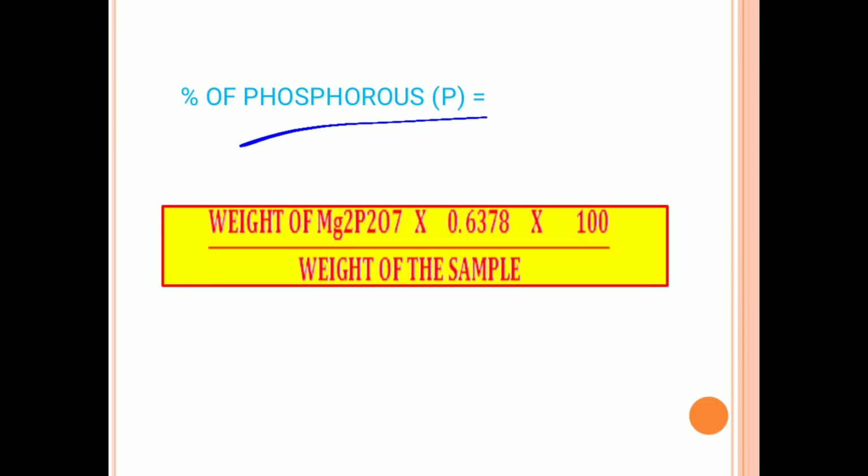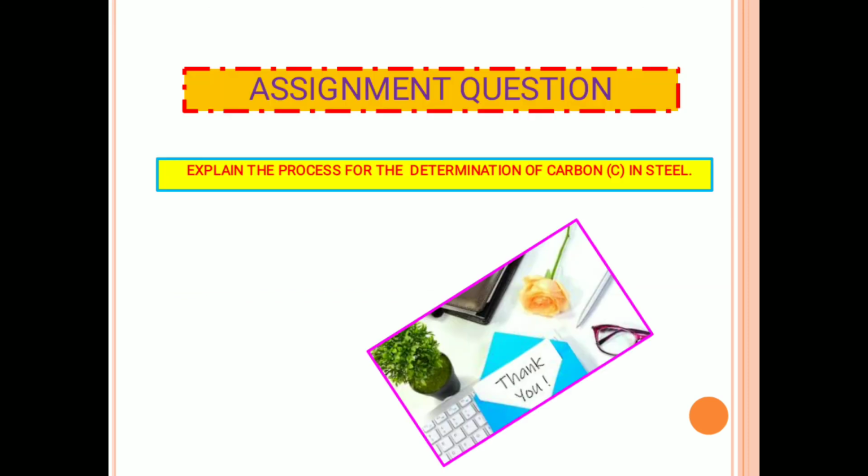The percentage of phosphorus which is present in the steel sample can be calculated by using this formula: weight of magnesium pyrophosphate into 0.6378, that is the factor, into 100 by weight of the sample. That will give the information about the percentage of phosphorus which is present in the steel sample. So today's assignment question: explain the process for the determination of carbon in steel.